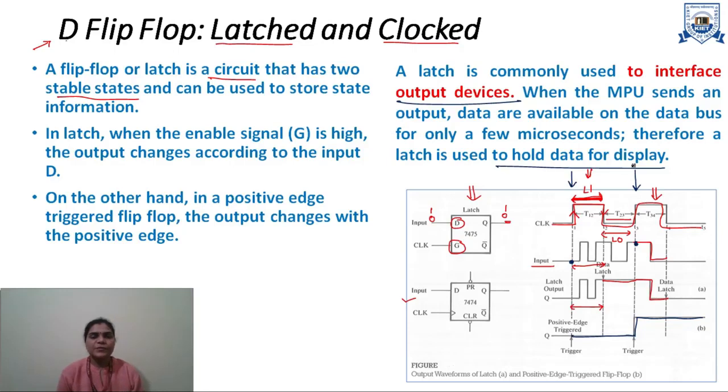So the difference between D flip-flop and latch: latch is level sensitive, it can be level 1 or level 0, whereas flip-flop is edge triggered. It can be positive edge triggered or negative edge triggered.